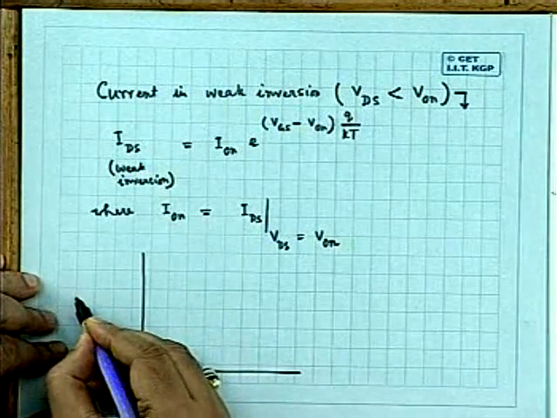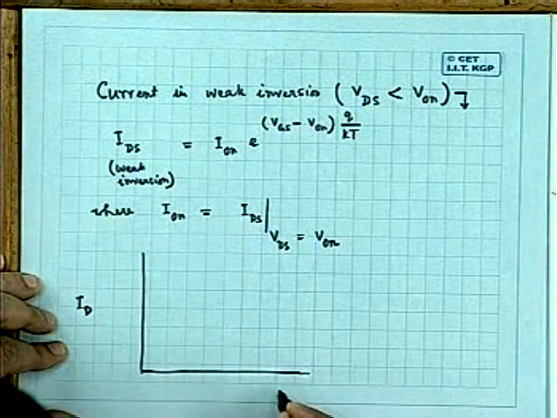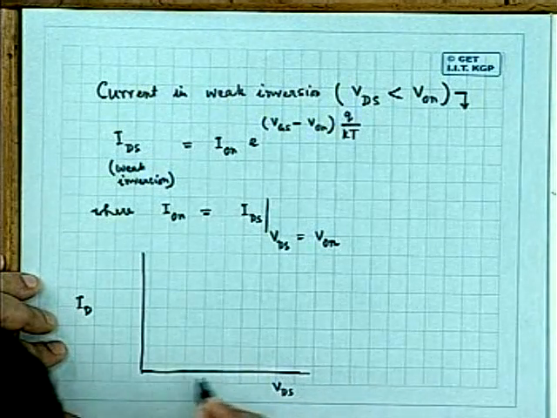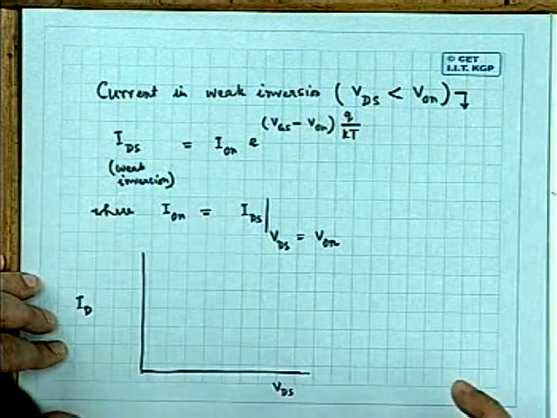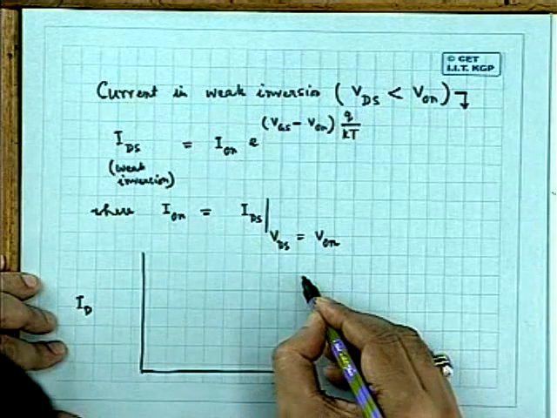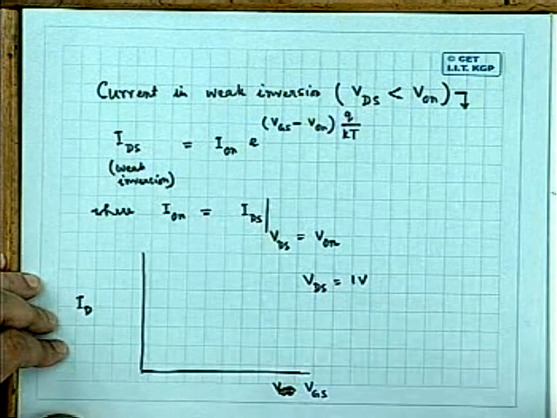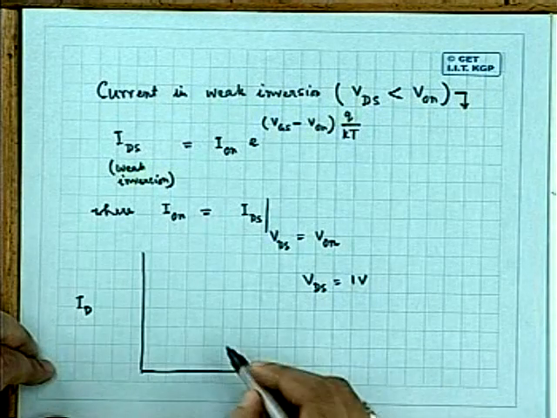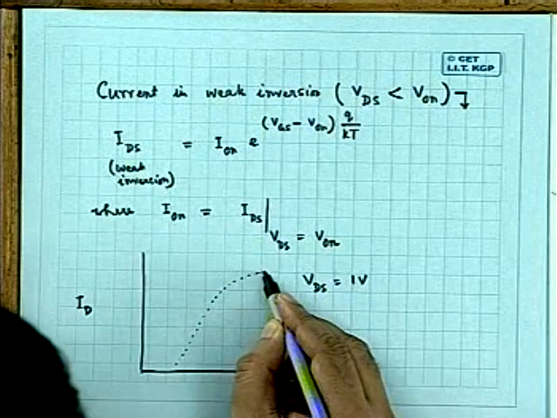Suppose this is ID versus VDS. In the VDS scale, there is a plot for VGS. For a given value of VDS, say VDS is equal to 1 volt, what is expected? You expect a curve like this, isn't it? We expect a simple curve like this, which I have already done.